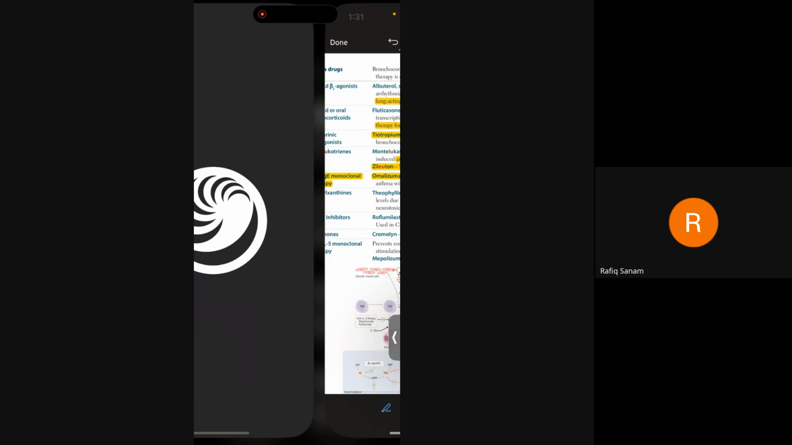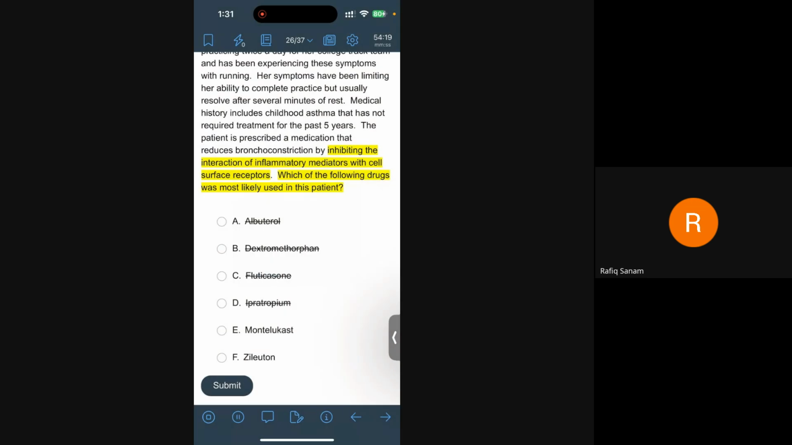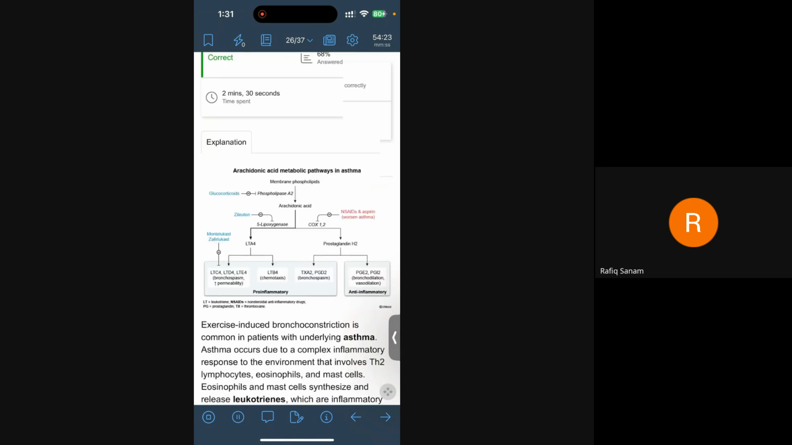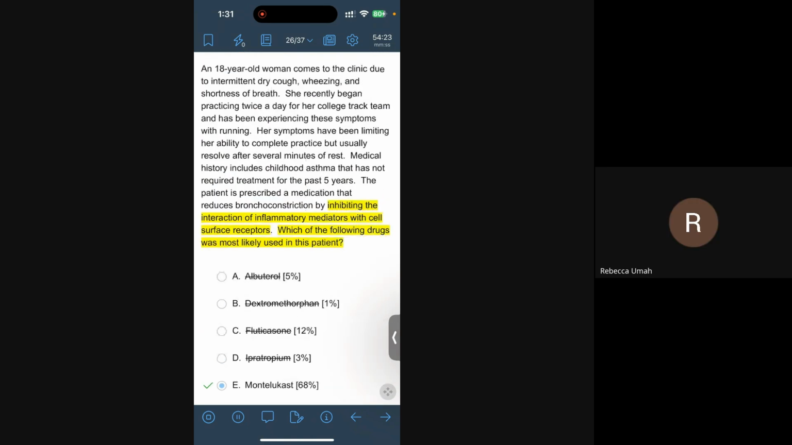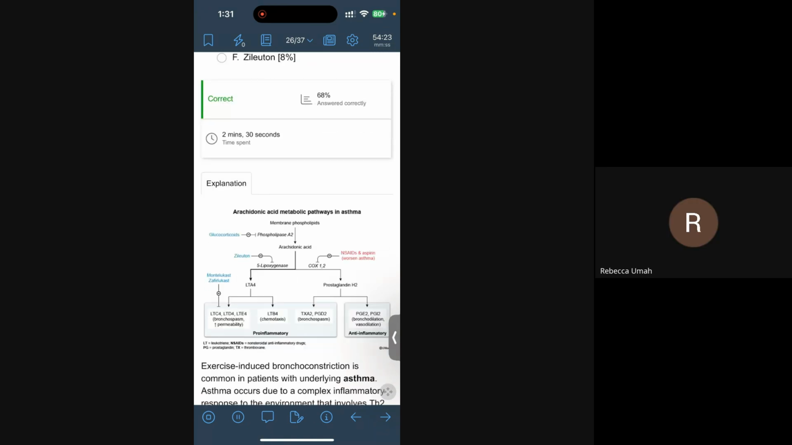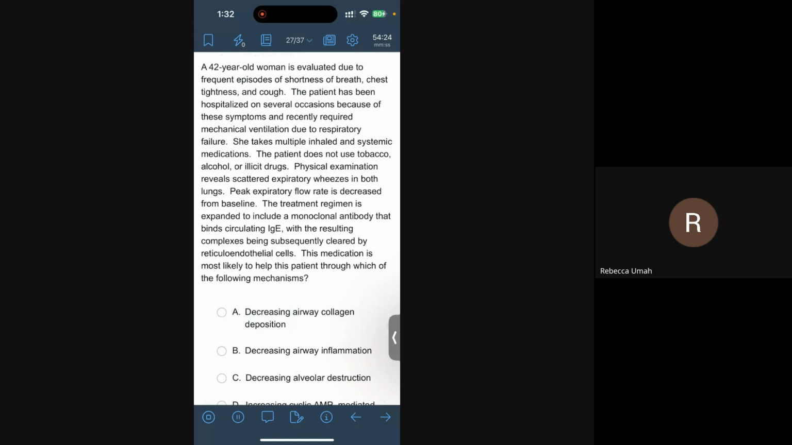Okay. So in this, he is asking for the one which blocks the receptors. So the answer is going to be montelukast. Okay. And the one which stops the production of inflammatory mediators is zileuton. Okay.